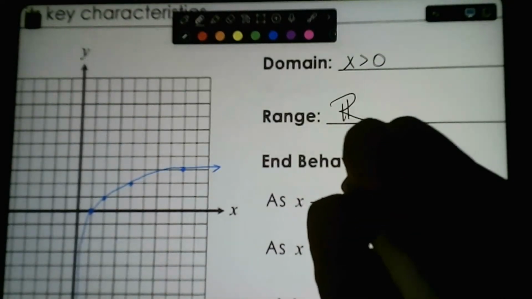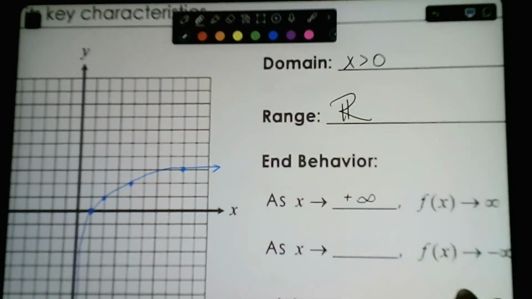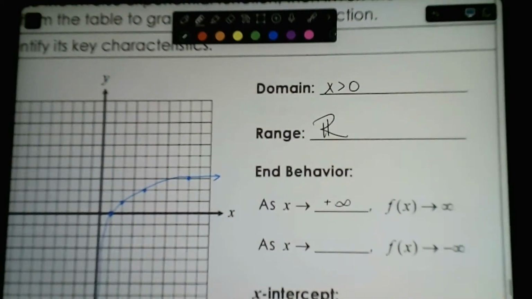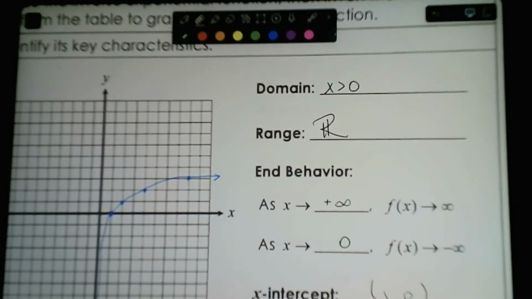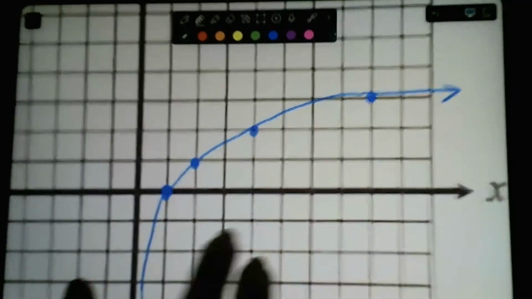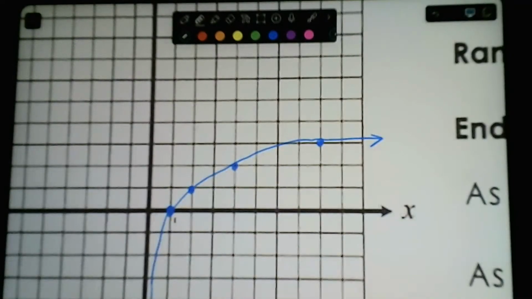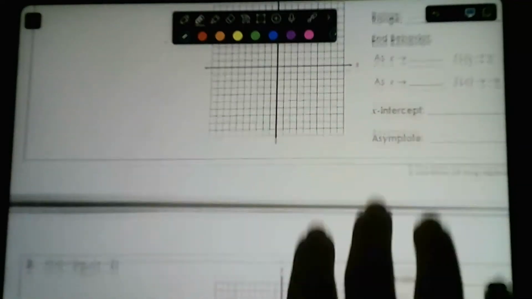As x is approaching positive infinity, what value is f of x approaching? And as f of x is approaching negative infinity, what value is x approaching? Is there an x-intercept? Where is it? Can you give me the coordinates, please? 1, 0. Because you always call the x direction first. Good job. All right, I'll let you practice that.